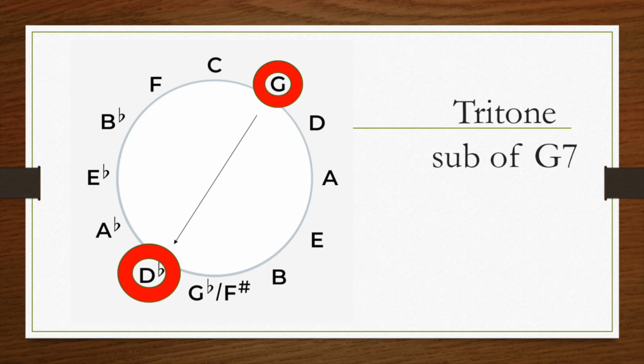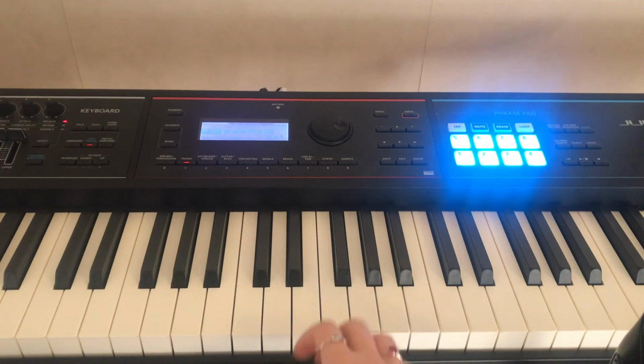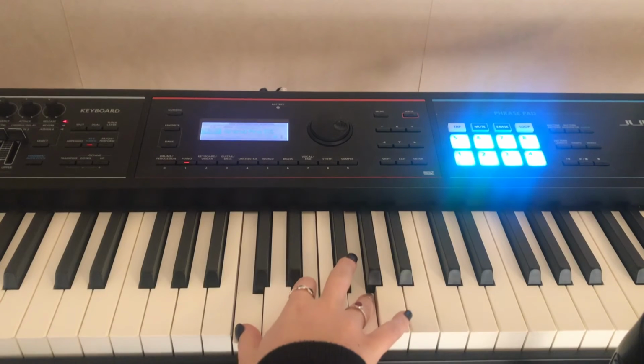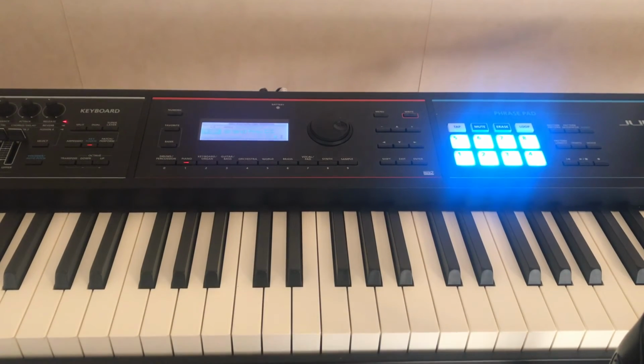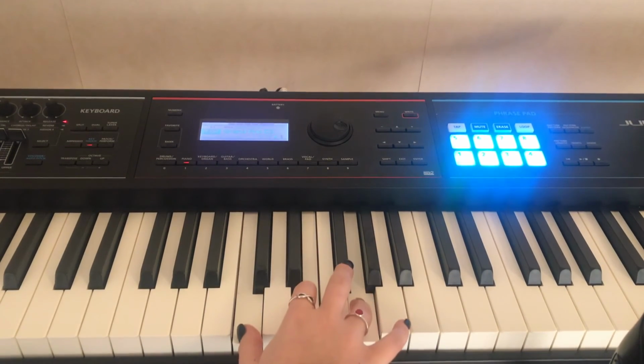So in order to figure this out, we can go back to our circle of fifths, and directly opposite G on the circle of fifths is D flat, as we previously established. So we could insert a D flat 7 chord in place of a G7 chord, which would result in a new chord progression of D minor, D flat 7, C. So instead of a usual D minor, G7, and C, we would exchange the G7 with the D flat 7, so it's D minor, D flat 7, C.